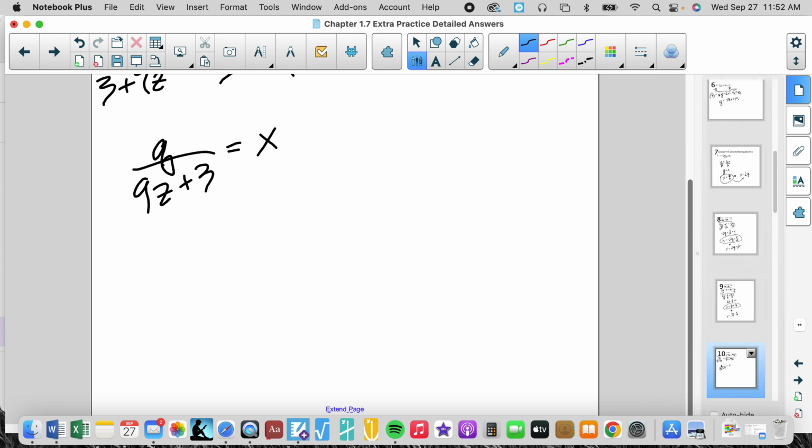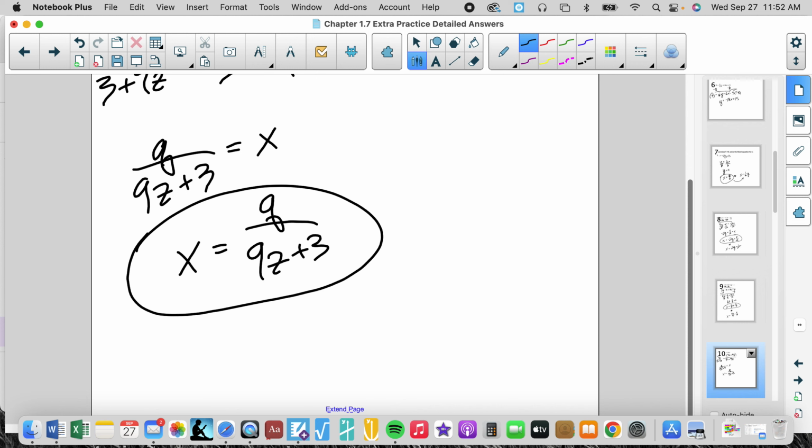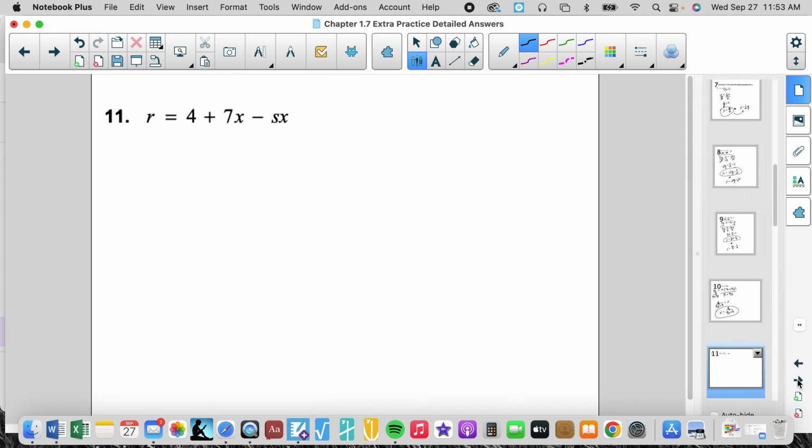And then I'm going to write it with my variable, the thing I'm solving for. That was an ugly q right there. Q over 9z plus 3. That would be my answer. That is such a good question. When you want to get into advanced math, you got to get that problem correct.